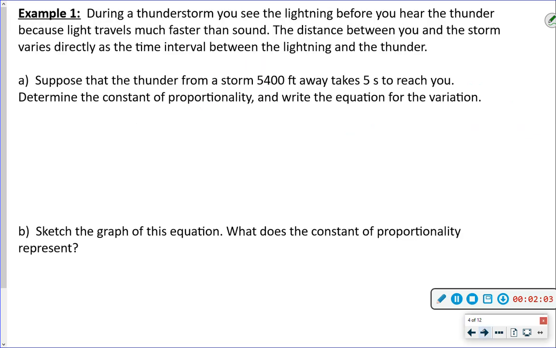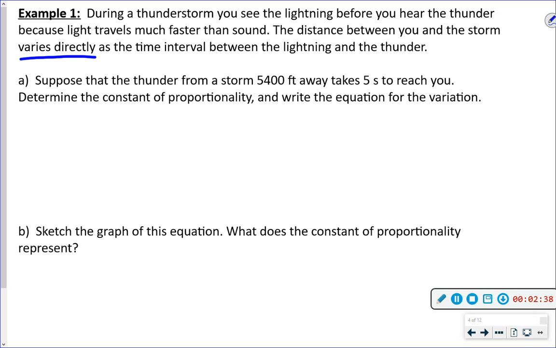But let's do some direct variation first. Wordy, but I promise easy. During a thunderstorm, you see the lightning before you hear the thunder, because light travels much faster than sound. The distance between you and the storm varies directly with the time interval between the lightning and the thunder. Suppose that the thunder from a storm 5,400 feet away takes 5 seconds to reach you. Determine the constant, that's the k, of proportionality and write the equation.